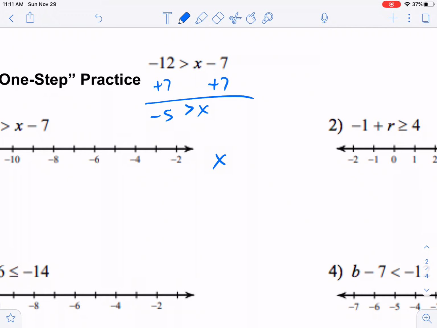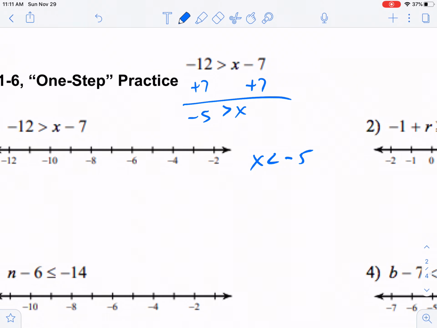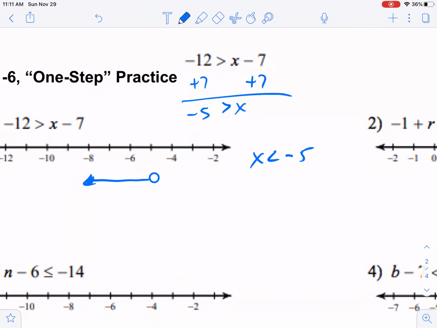Flip that over, I get x is less than negative 5. And it's not a less than or equal to, it's just a less than. So I'm going to put a little open circle here on negative 5. And I don't like it there. I'm going to put it down here. It doesn't matter where it goes as long as we know what's happening. Look at that, perfect circle. That's it. Make sense? I hope so.